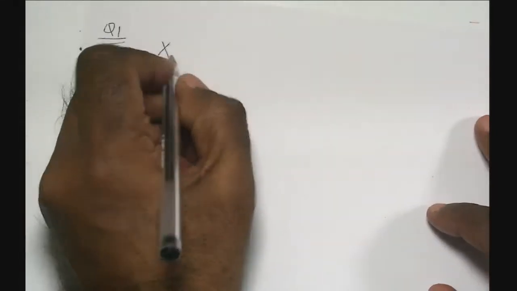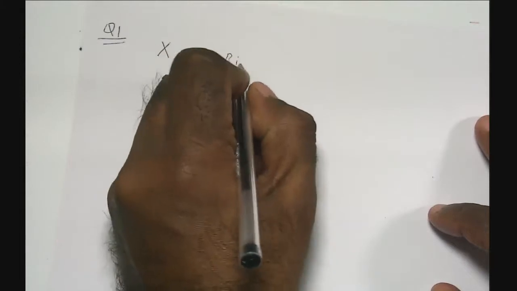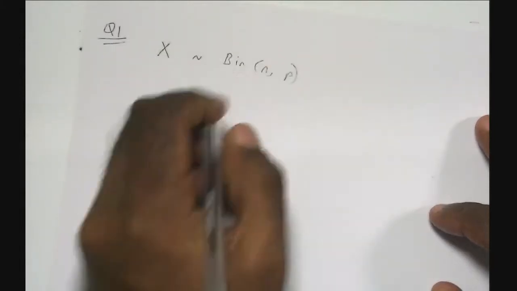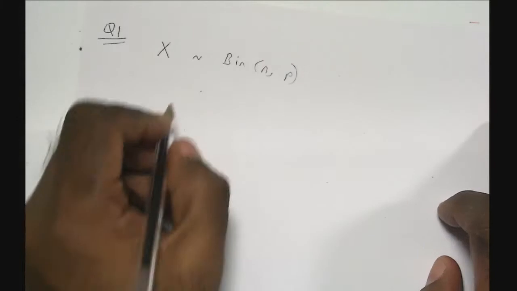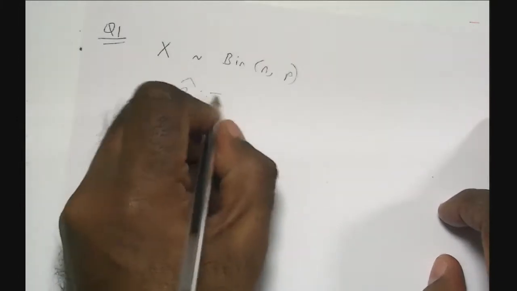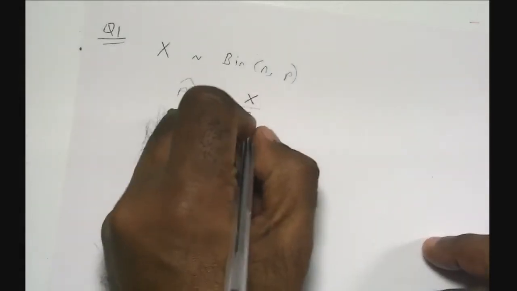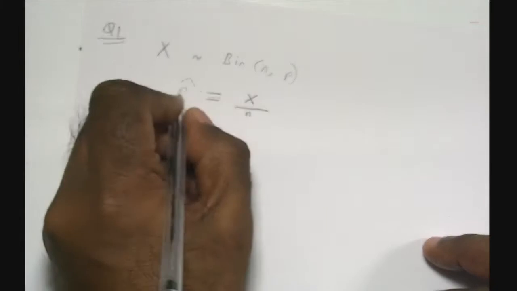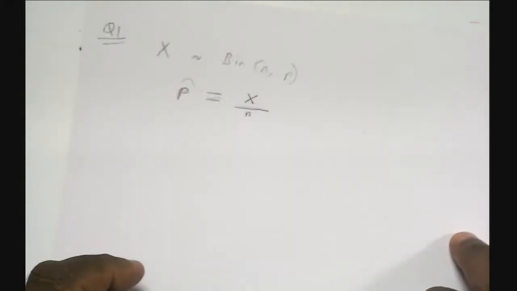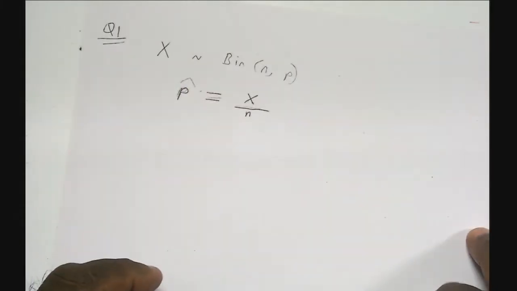Alright guys, let me show you how to do this. I'm sure many of you have already done question 1. So you have an X coming from a binomial distribution with parameters n and p, and we have an estimate for p, p hat, defined by X divided by n. So this is the estimator for p, and we want to find the variance, the bias, and the MSE.